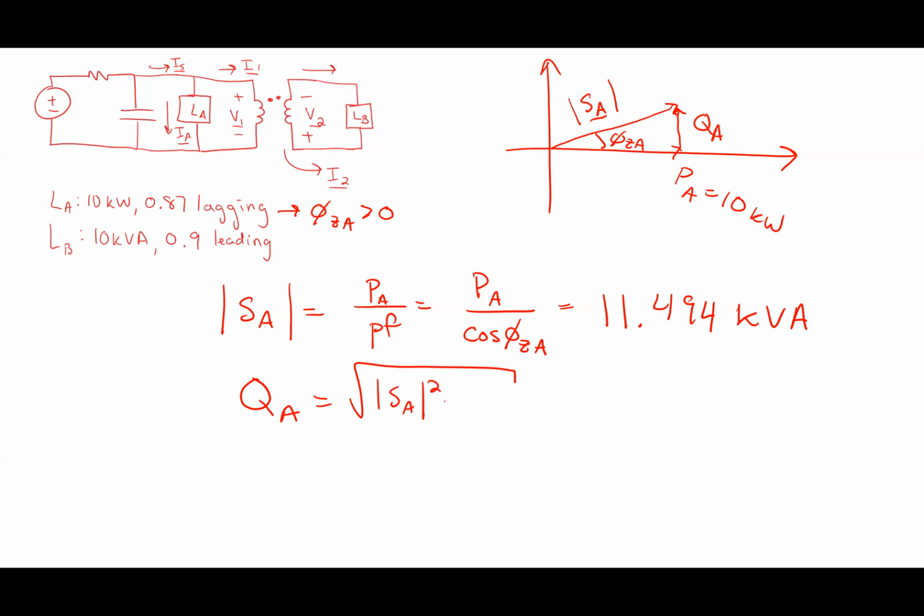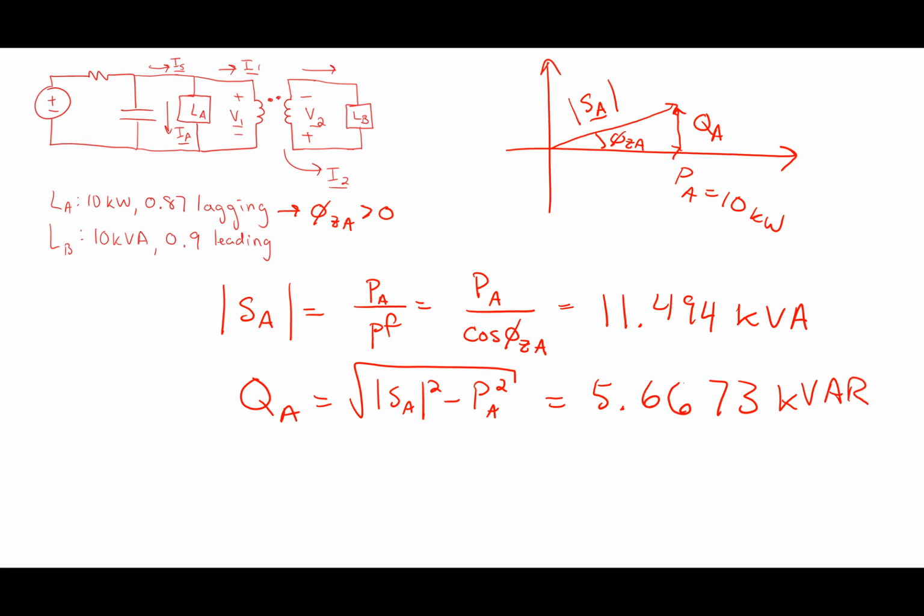SA squared minus PA squared, right? QA squared plus PA squared equals magnitude of SA squared. Okay. So I go through this whole thing and I end up getting 5.6673. What units? kVar.